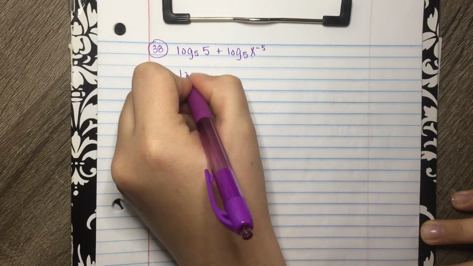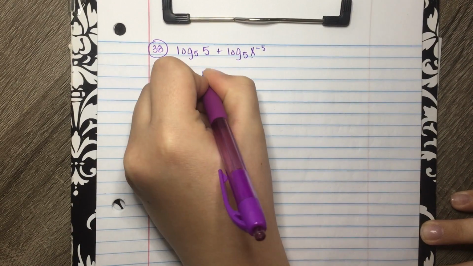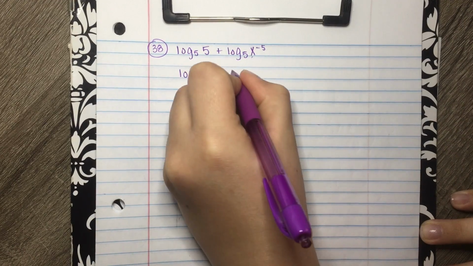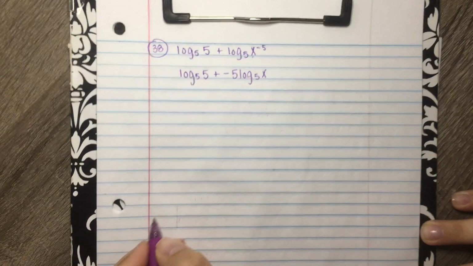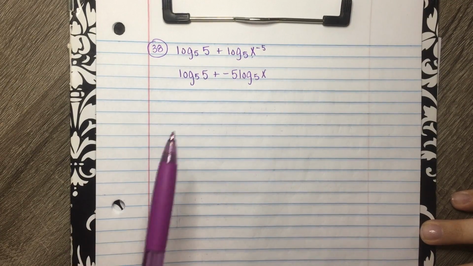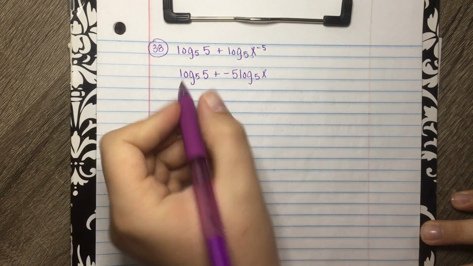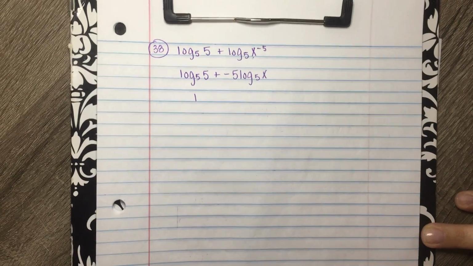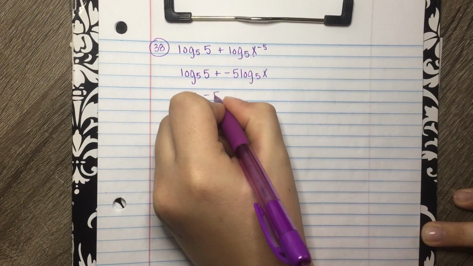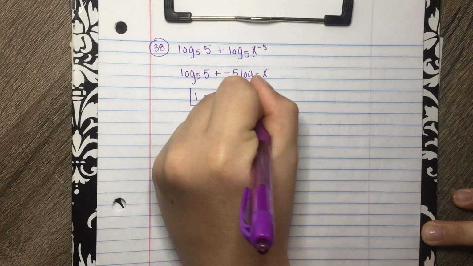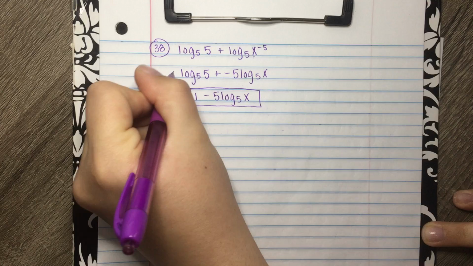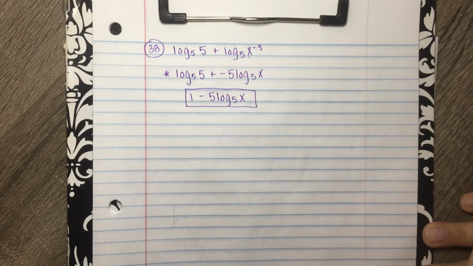And then now I can expand just a little bit more using that power property. So we're going to have plus -5 log 5 of x. Now, if you'd like, you can simplify further because we do know that 5 to the first power is 5, and then we have -5 log 5 of x. All right, you don't have to do that. You could leave it at this step here if you'd like.